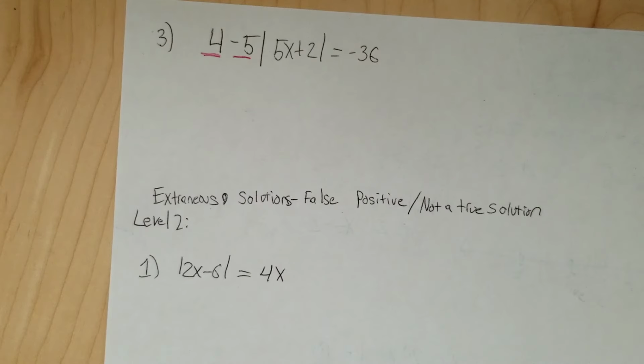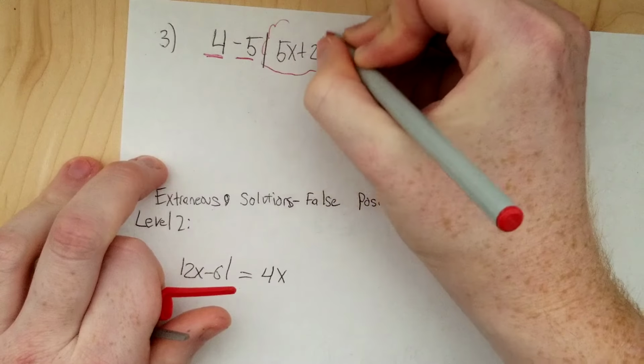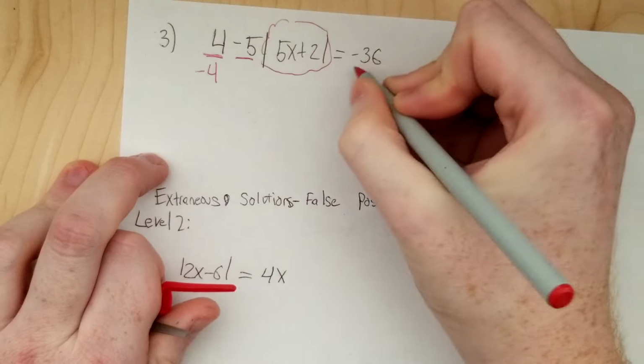It's like when you're solving for a variable. If we're trying to solve for this absolute value, we want to get rid of this outside number first, so we would just subtract the 4.